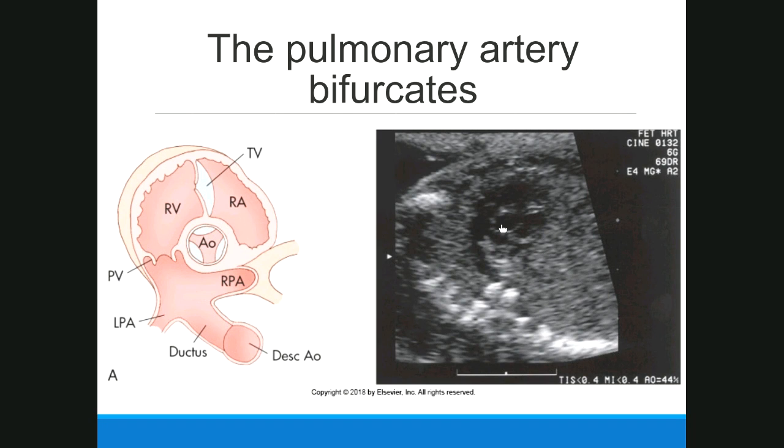So remember that 90-degree relationship. It looks like the pulmonary artery is wrapping around the base of the aorta. That's what we want to see. That's what we should see in a normal situation.